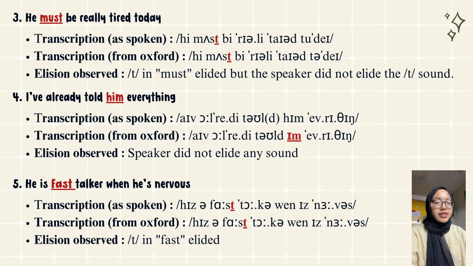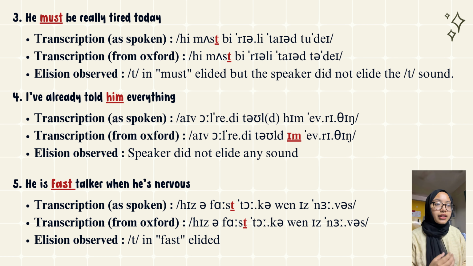The standard form of pronunciation for this sentence is "he is a fast talker when he is nervous." The participant pronounced it as "he is a fas' talker when he's nervous." So the elision occurred in the word "fast," where the t sound was omitted, whereby it changes from "fast" to "fas." This happens commonly before another consonant.